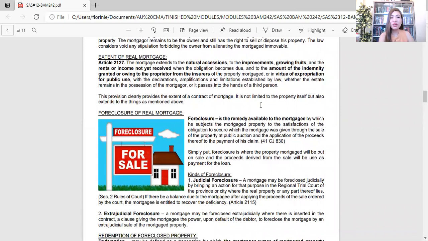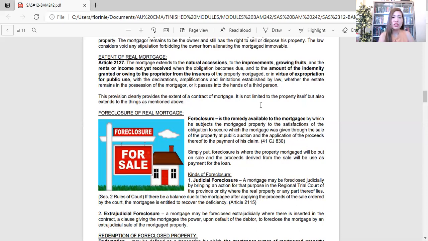2127, the mortgage extends to the natural accessions, to the improvements, growing fruits, and the rents or income not yet received when the obligation becomes due, and to the amount of the indemnity granted or owing to the proprietor from the insurers of the property mortgaged, or in virtue of expropriation for public use, with the declaration, amplification, and limitations established by law, whether the estate remains in the possession of the mortgagor or it passes into the hands of a third person.